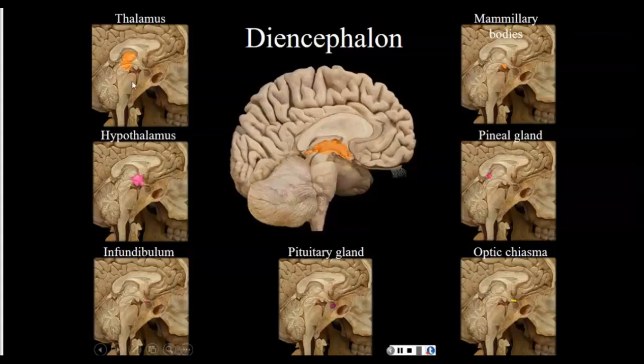The thalamus is going to be this middle section. The hypothalamus is in front of it. The infundibulum is this tiny little tag that hangs off of there, because here we have our pituitary gland being held on. Mammillary bodies are back behind the hypothalamus, and the pineal gland is the furthest in the back. The optic chiasm is part of this, where the optic nerves from the eyeball come in and crisscross.